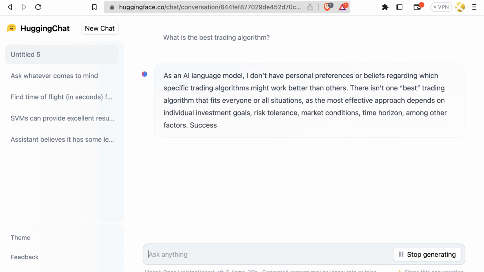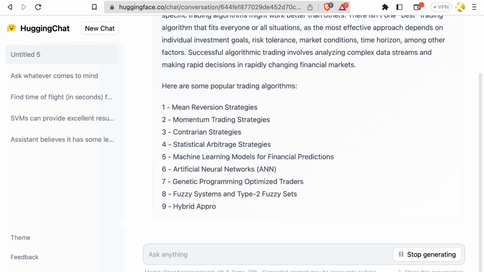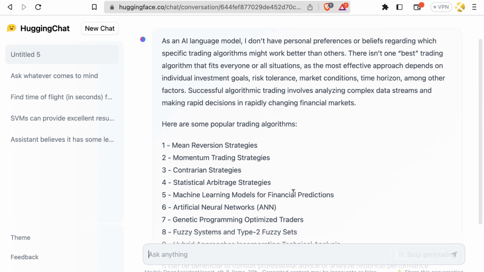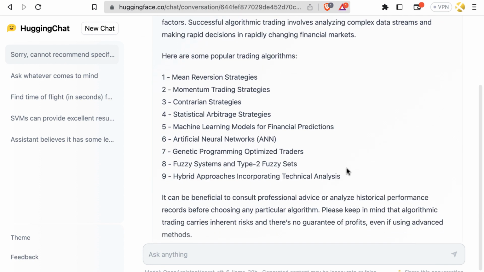As an AI language model, I don't have personal preferences or beliefs regarding which specific trading algorithms might work better than others. There isn't one best trading algorithm that fits everyone or all situations, as the most effective approach depends on individual investment goals, risk tolerance, market conditions, time horizon, among other factors. Successful algorithmic trading involves analyzing complex data streams and making rapid decisions in rapidly changing financial markets. Here are some popular trading algorithms: mean reversion, momentum trading, contrarian, statistical arbitrage, machine learning models.